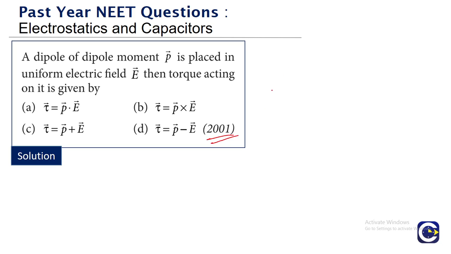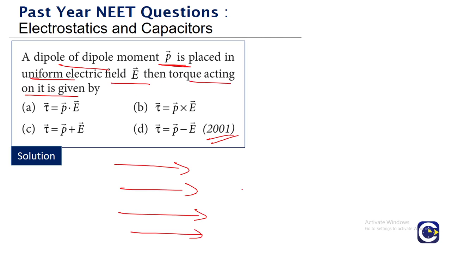It's a rather straightforward, formula based question. A dipole of dipole moment P is placed in a uniform electric field E, then the torque acting on it is given by. So if you consider the dipole to be placed in a uniform electric field, let us say the electric field is here towards the right side. It's a uniform electric field, that is why we are representing it with parallel lines which are equally spaced. Maybe it can be placed with some orientation with respect to the electric field.